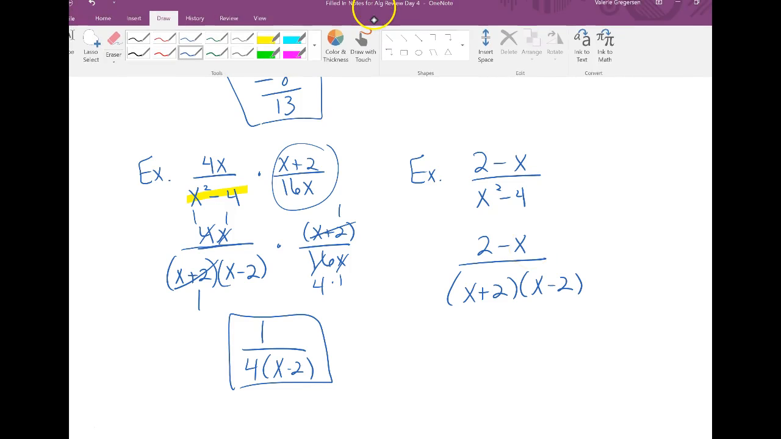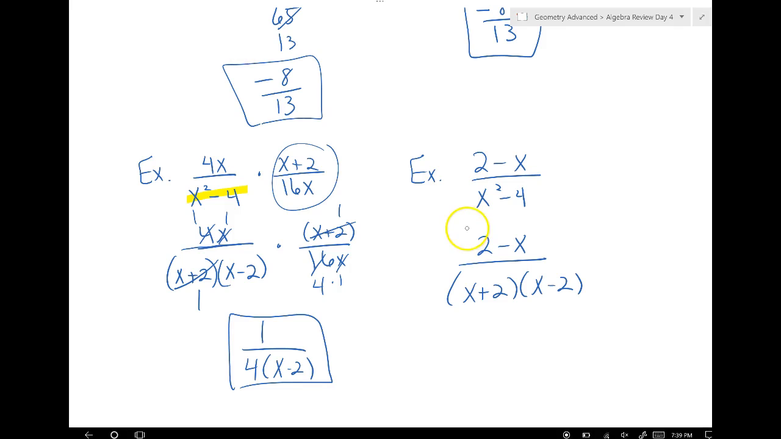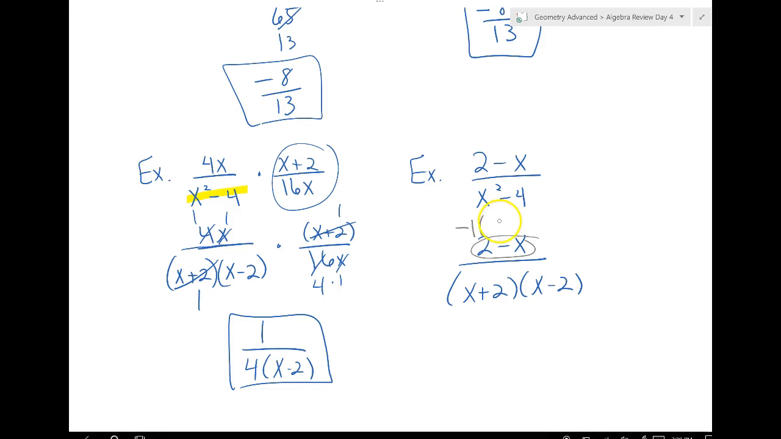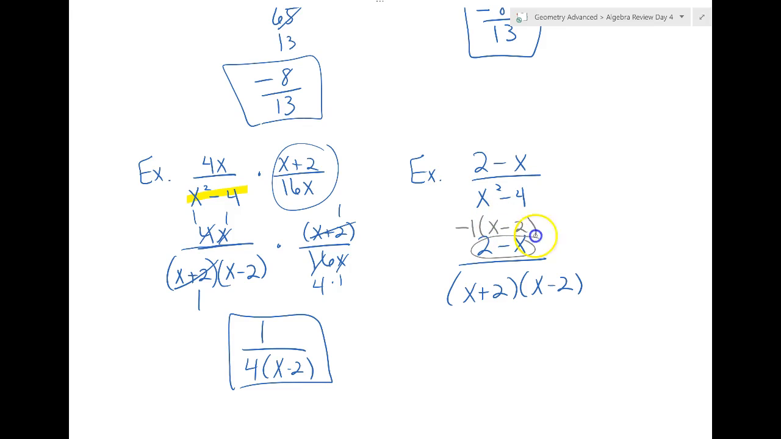But here's where you can use factors to help you out. Guys, can I factor out a negative 1 out of 2 minus x? If I do, I end up getting a positive x, but a negative what? 2. So notice these two now can simplify out. And so you end up getting negative 1 over x plus 2.